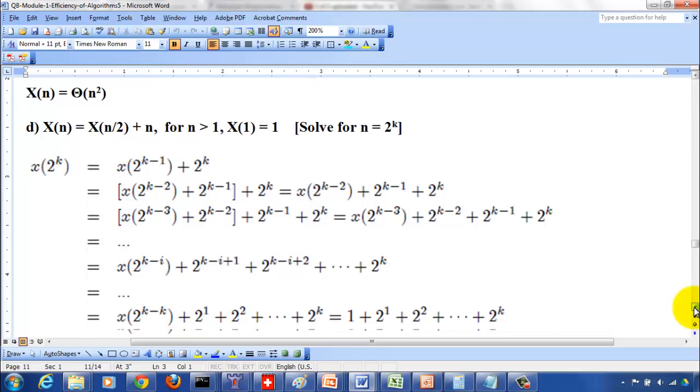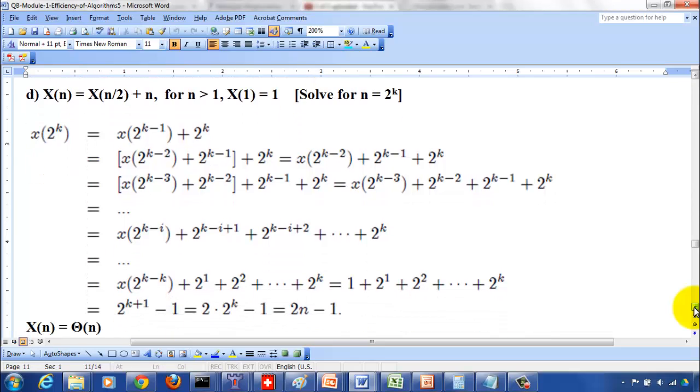Alright, so now x of n equals this. So when you're given n over 2, we have to use the n equals 2 to the k approach. So x of 2 to the k is x of 2 to the k minus 1. When I substitute n equals 2 to the k, we get x of 2 to the k minus 1 plus 2 to the k. And now I can substitute for x of 2 to the k minus 1: x of 2 to the k minus 2 plus 2 to the k minus 1 plus this 2 to the k as it is. So it is x of 2 to the k minus 2 plus 2 to the k minus 1 plus 2 to the k.